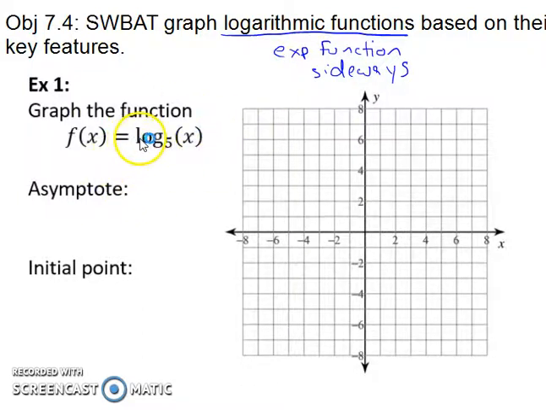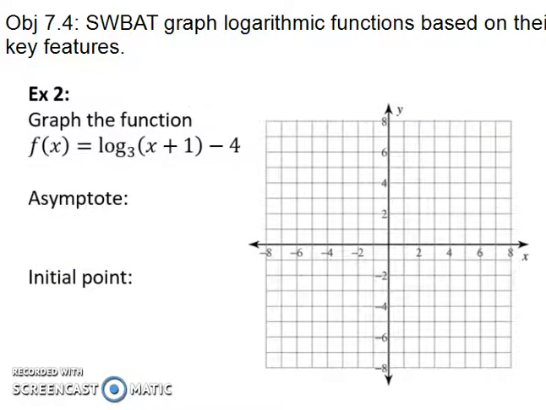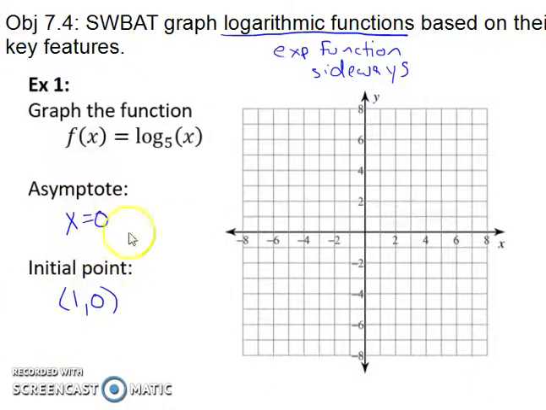So we've got log base 5 of x in our first example. Your asymptote is normally x equals 0. That's a vertical line. And your initial point is normally 1, 0. These things only change if something has been shifted. And you notice here there's no horizontal or vertical shifts. The next example will have both. But if there's nothing, you just start with these.